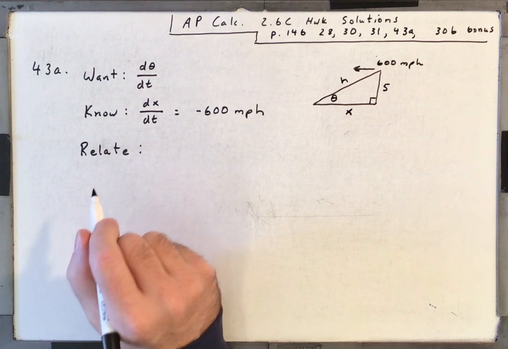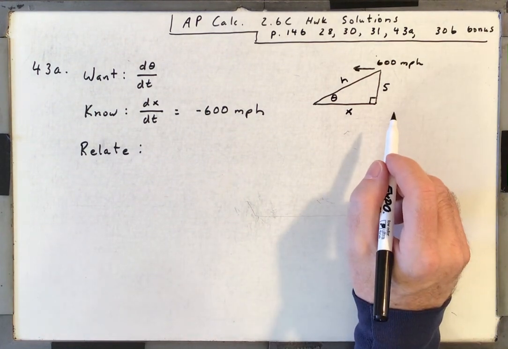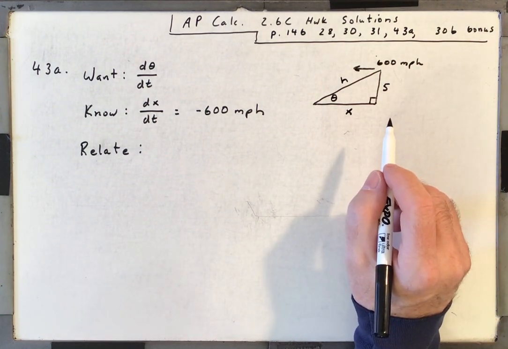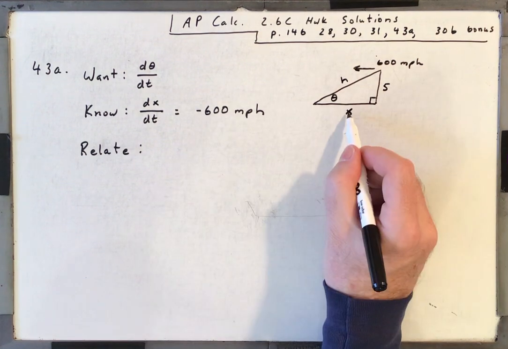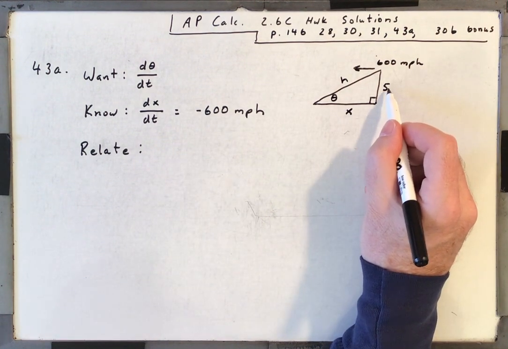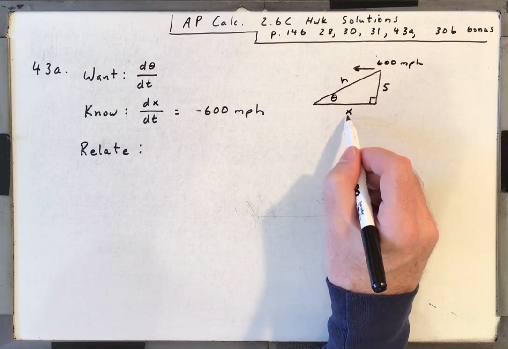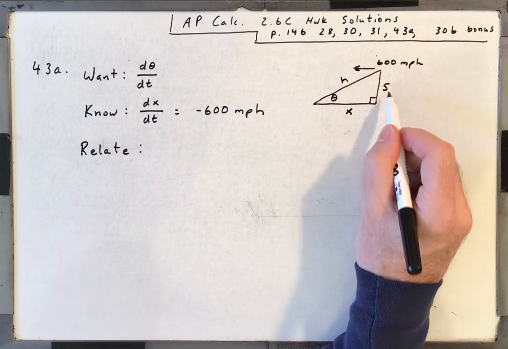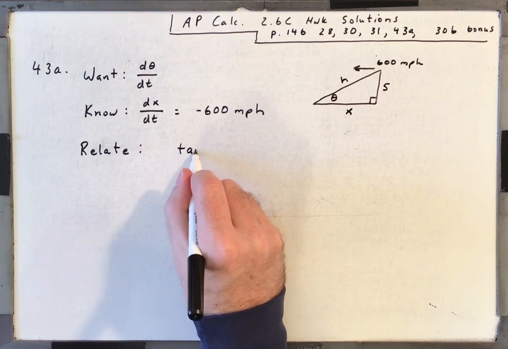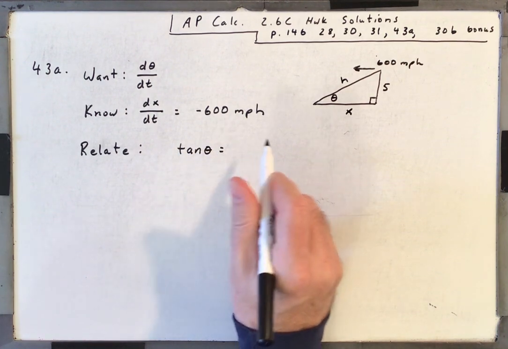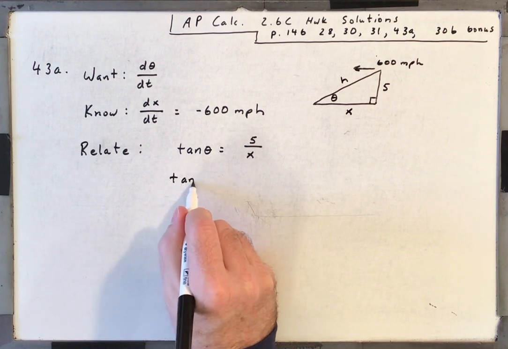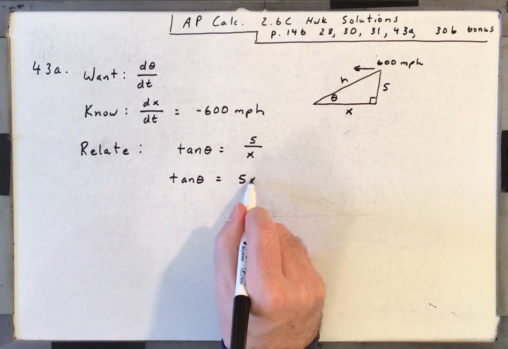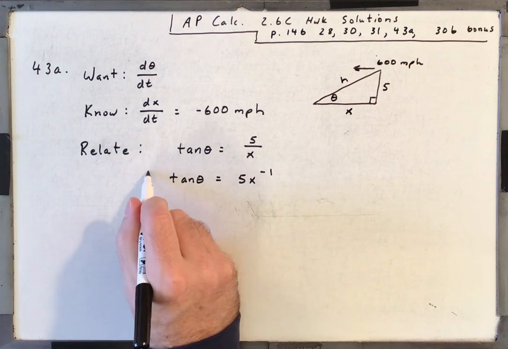So we're going to relate. And what you relate, the trigonometric function that you use is the one where you know the rate, that would be x, we know the rate in x, and the fixed side. So with theta, we have the adjacent side and the opposite side, so we would be using tangent. So tangent theta is equal to 5 over x. I'm going to change that to tangent theta equals 5x to the minus 1.